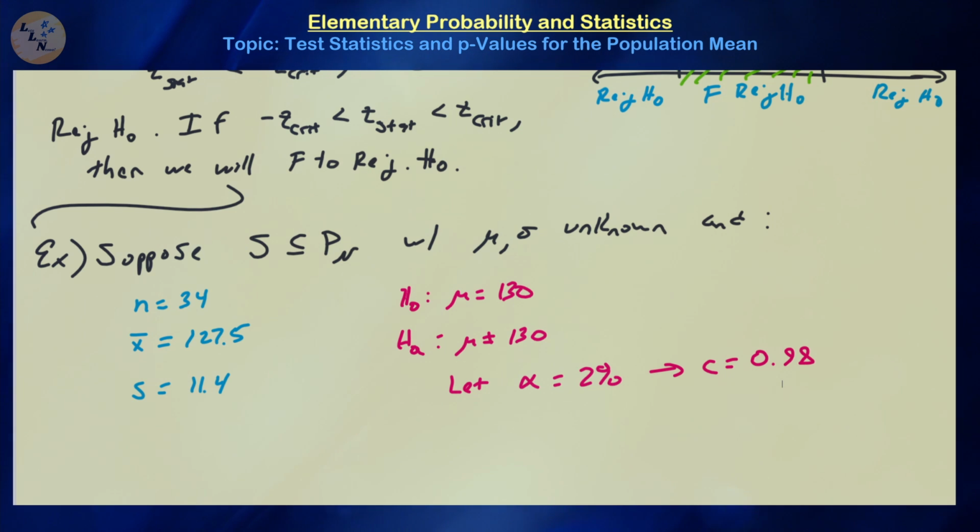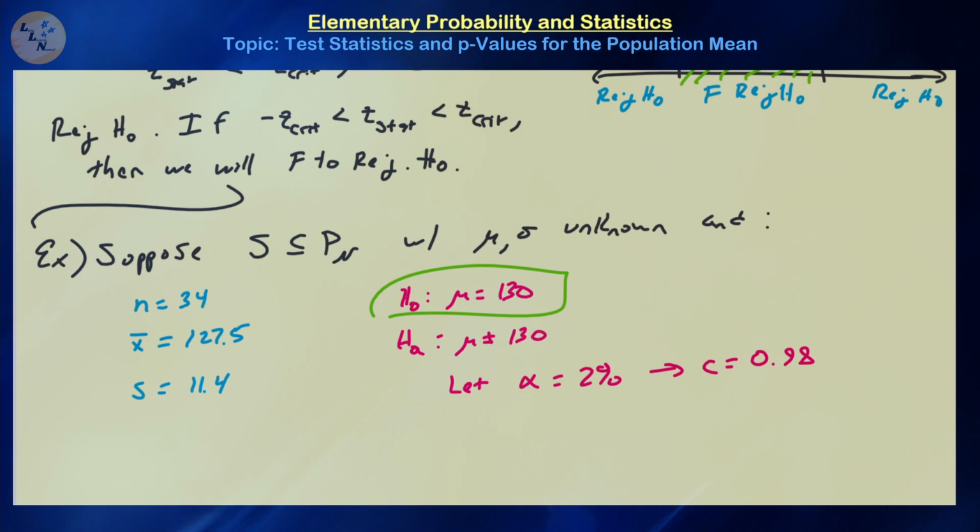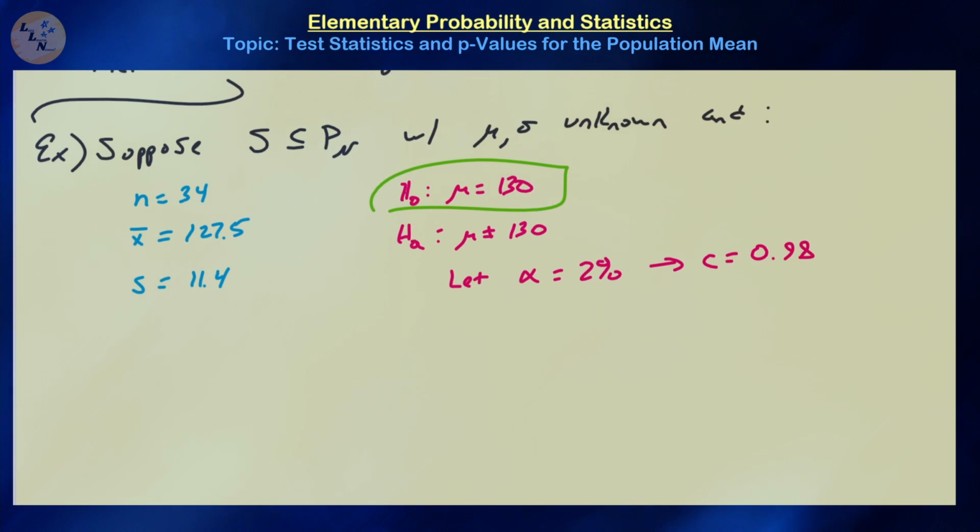So based upon this information, how would we go about testing the claim that mu is equal to 130 using test statistics? So let's just go through the solution of that and see how that would play out and see why this actually is a little bit quicker than confidence intervals.